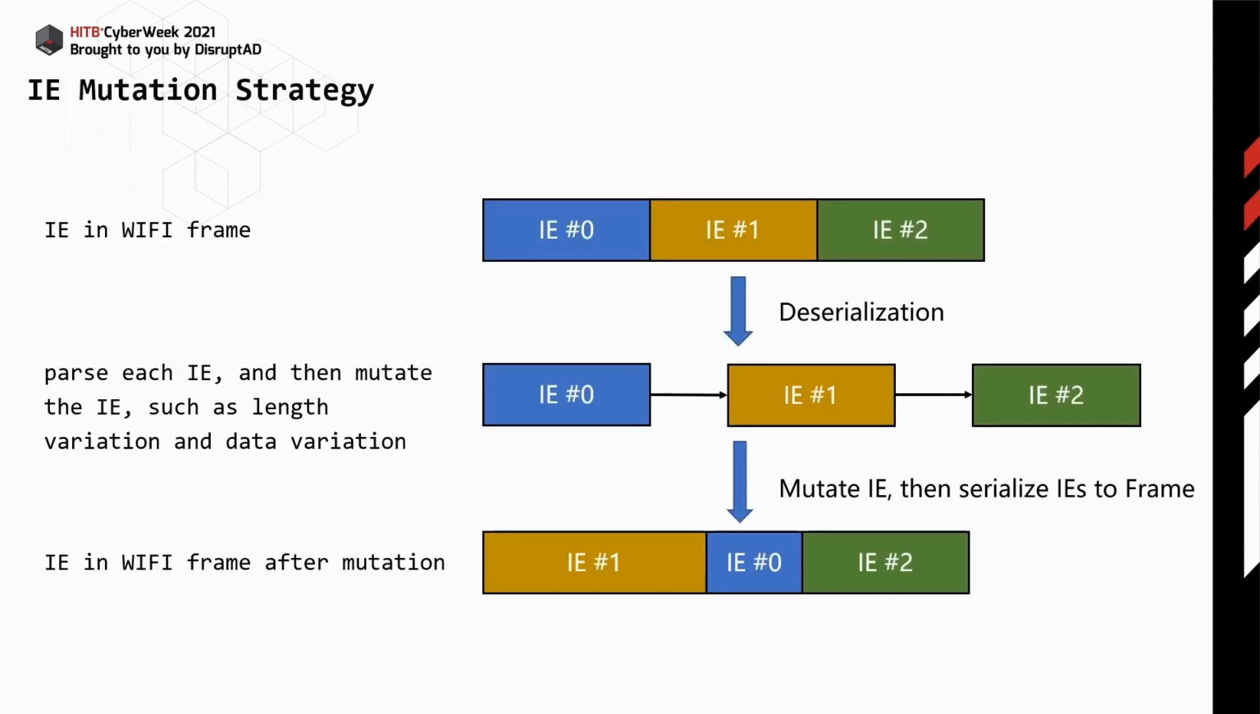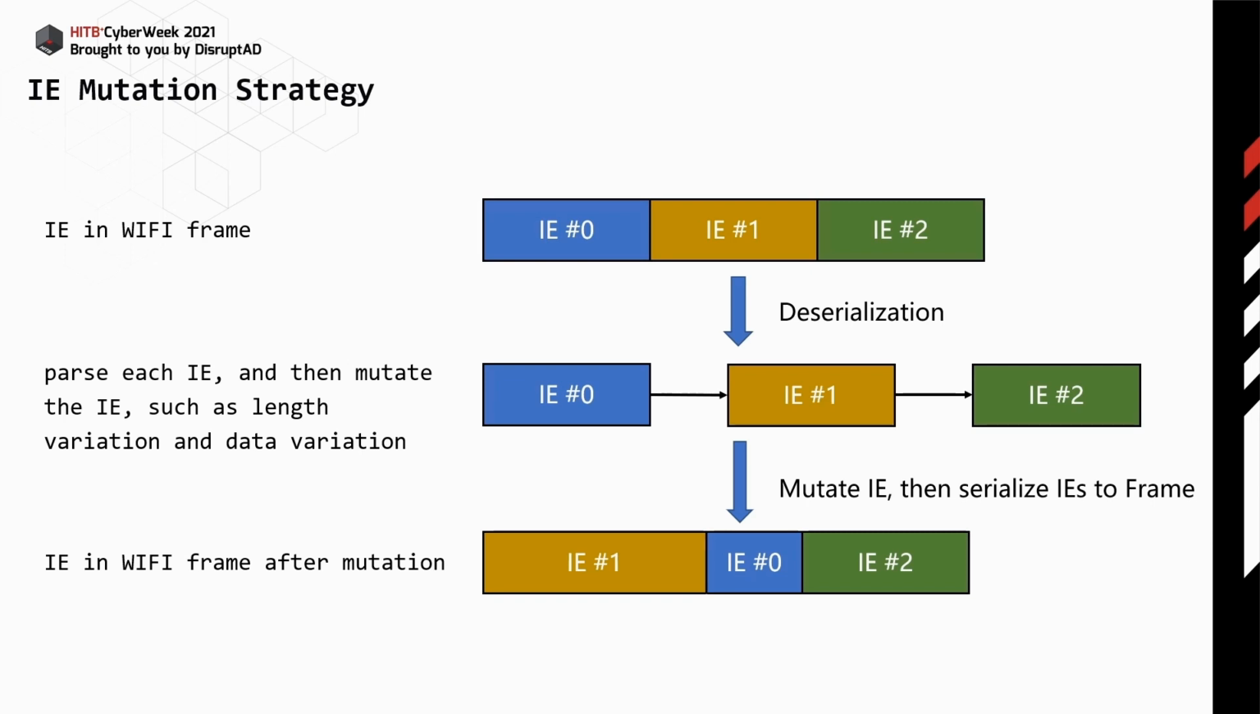Next, let's introduce the optimization of wifi-hunter's mutation strategy for information elements. We know that each IE in the Wi-Fi frame is stored sequentially. This layout makes it more troublesome for us to make a mutation, especially if we want to modify the length of an IE and change the position between IEs. So the plan I take is as follows.